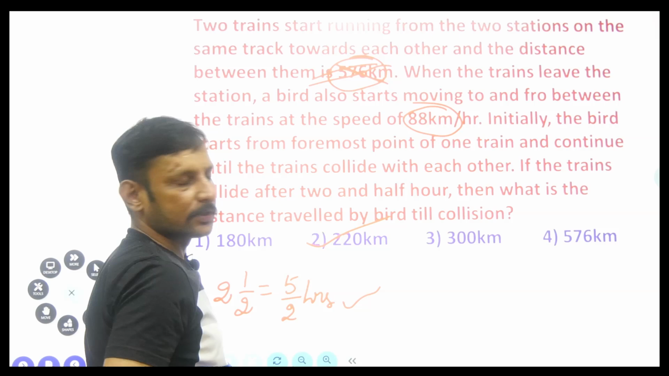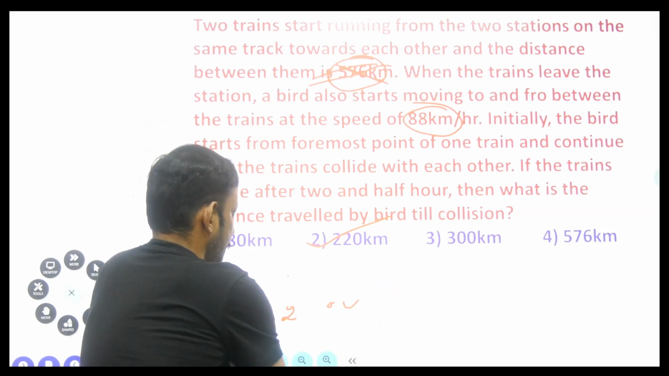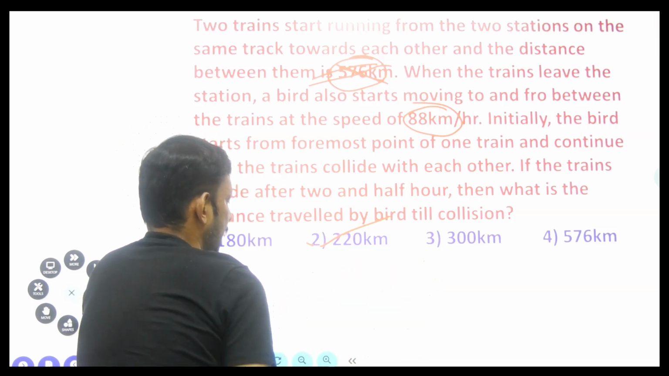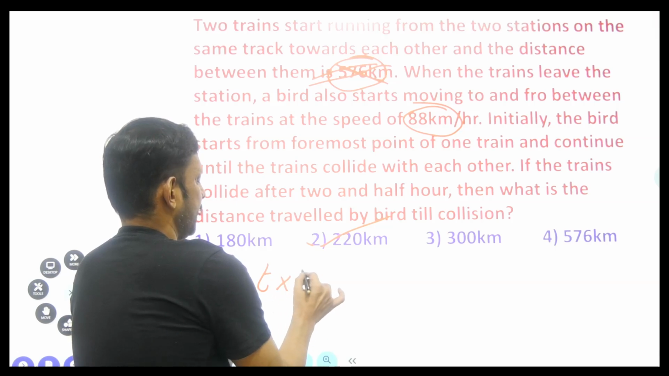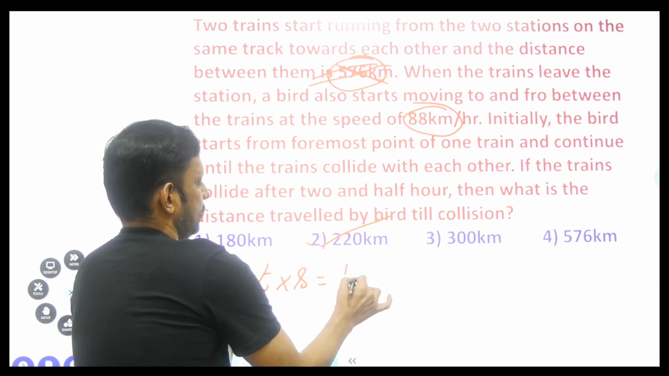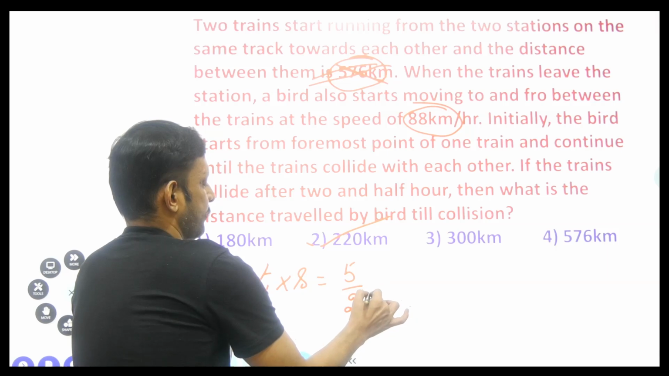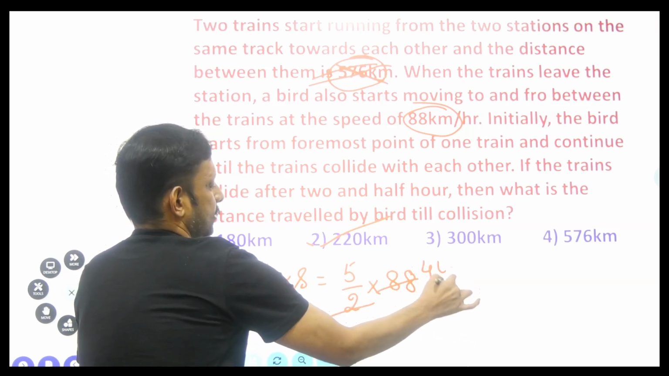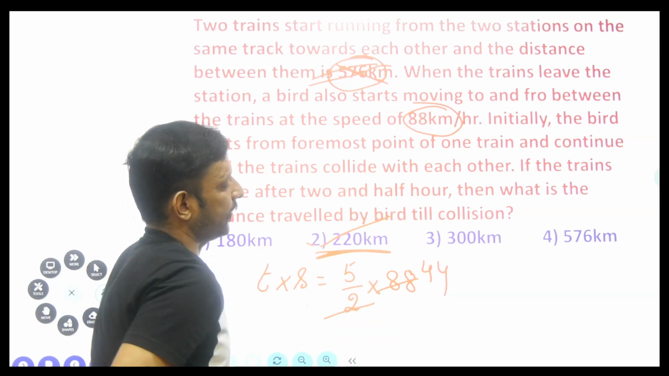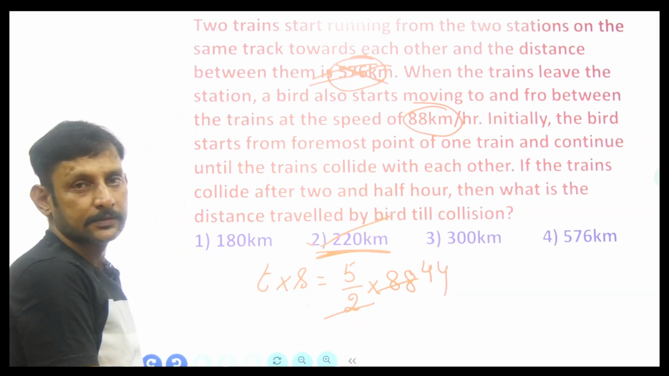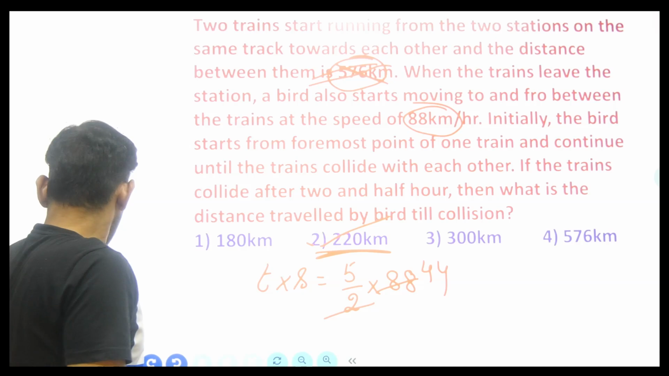Or else, if you want to do the procedure, let me discuss that. Time into speed is equal to distance. Time 2.5 hours, 5 by 2, into 88, that gives 44. So what is the answer? 220 kilometers. Now let us see one more question.